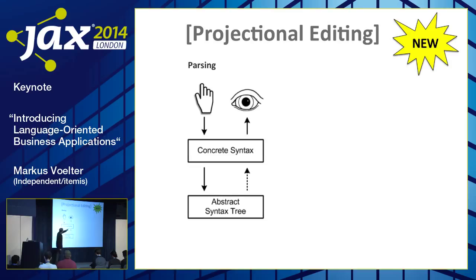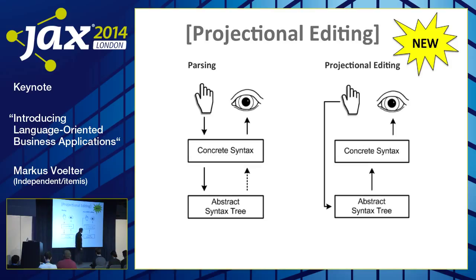But the important thing is that you see the concrete syntax if you look at your program, but you also modify the concrete syntax. Very important. A projectional editor works differently. You still have a concrete syntax which you see, but whenever you change something in the program, this change goes directly to the AST. And I'll show, right? But the point is, there is no arrow going from here to here.